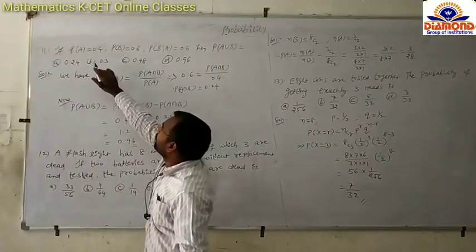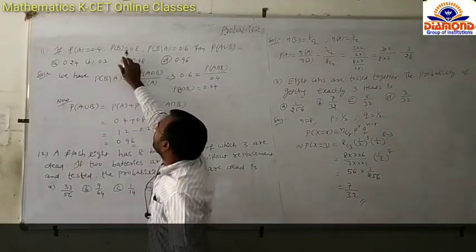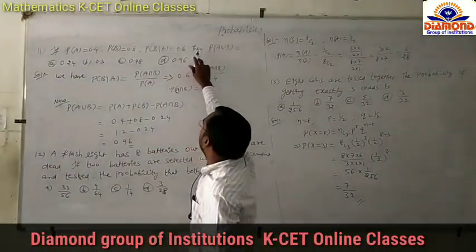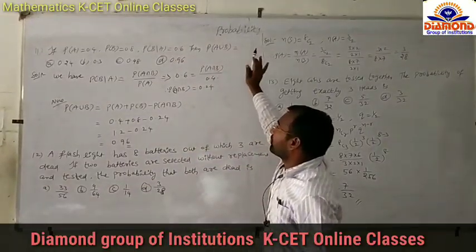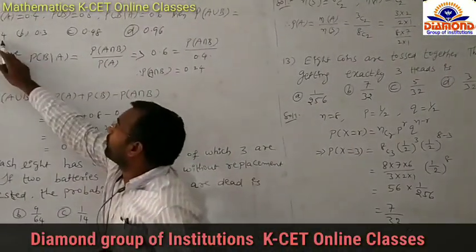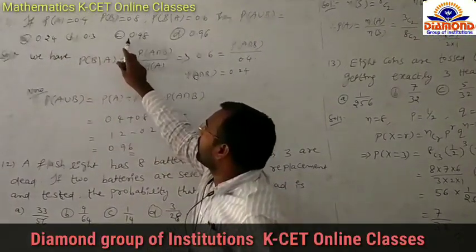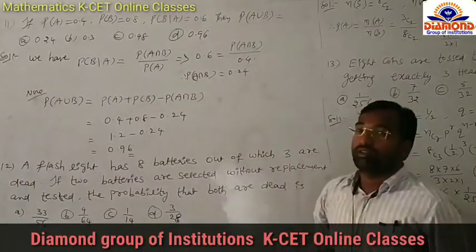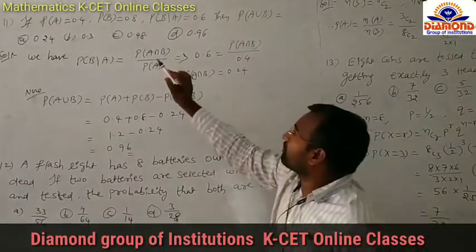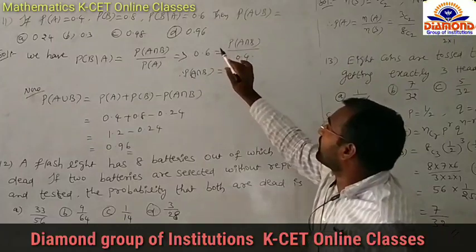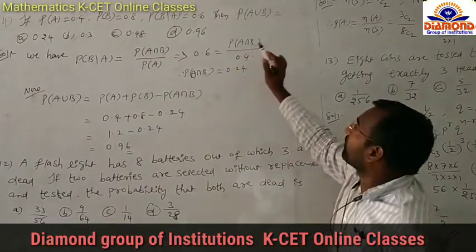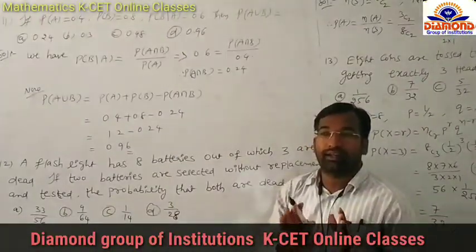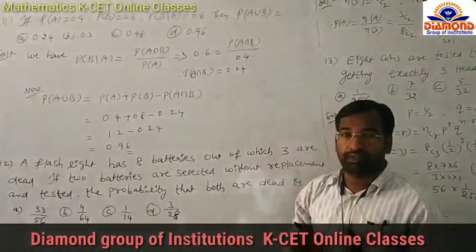Next question. If P of A equals 0.4, P of B equals 0.8, P of B given A equals 0.6, then P of A union B equals option A 0.24, option B 0.3, option C 0.48, option D 0.96. Here the given values are P of A, P of B, and P of B given A. Find A union B. For finding P of A union B, we compulsorily need the P of A intersection B value also.